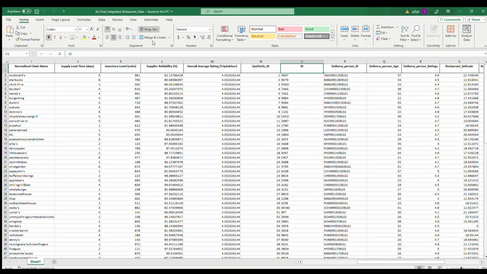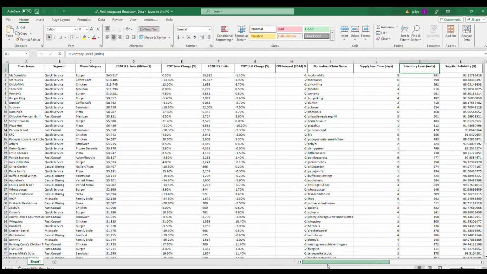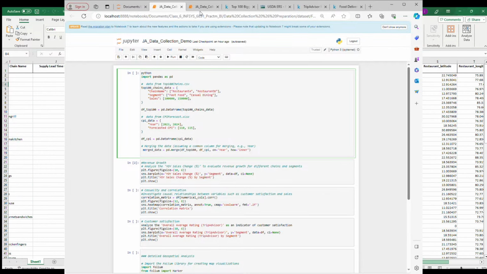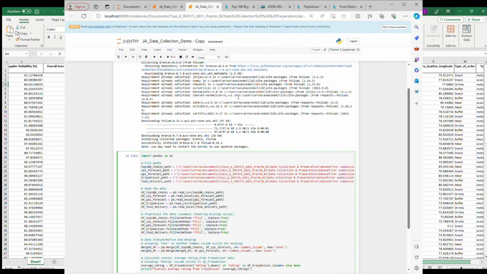The process involved extracting, consolidating, and transforming data from various sources, including restaurant chain information, CPI, PPI forecast, customer satisfaction data, and simulated supply chain elements. The techniques used include data structuring with Python's Pandas library and integration of various data sets to reflect real-world scenarios.